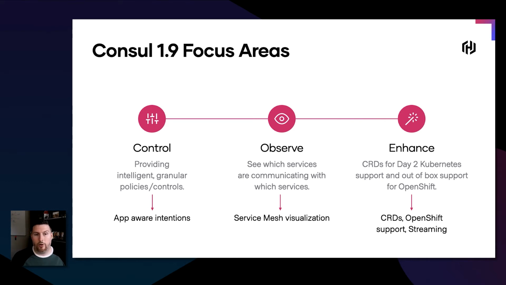Oftentimes, it's more important to understand the way something is communicating as opposed to just if it's allowed or disallowed. And we do that through application-aware intentions or layer 7 intentions. We'll dive into a little bit more detail on that in a little bit here. Looking at observe, we want to provide a better visualization around the way you see how services communicate in an environment and make it easier for you to get metrics out. And we do that through, again, service mesh visualization.